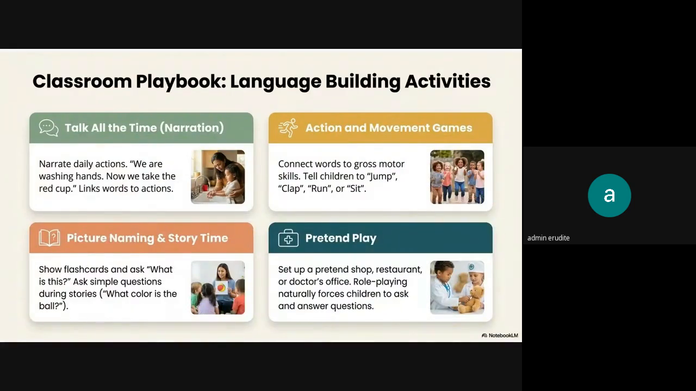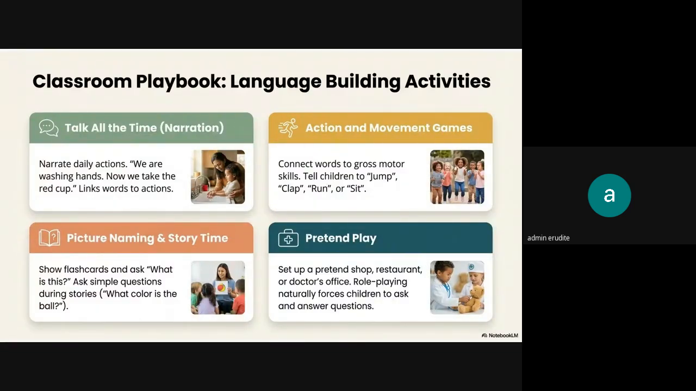Then we're looking at a classroom playbook, language building activities. So this is we need to talk all the time. We need to link words to actions. The action and the movement games. Connect words with actions, gross motor skills, like for example, jump, everyone jump, jump, everyone clap, clap, everyone run, run, everyone sit, sit. So we need to repeat some of the words so they understand what we are saying.